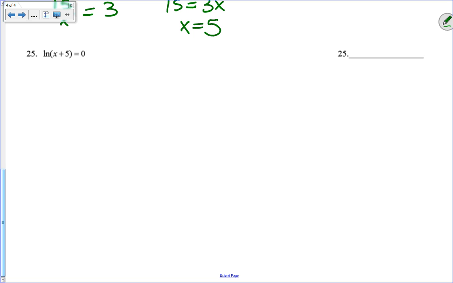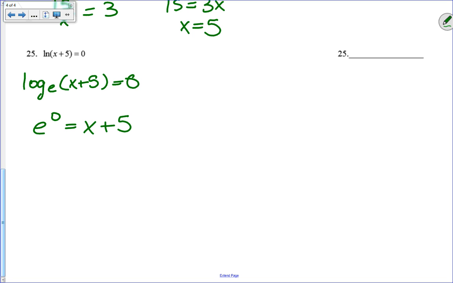We can do this replacement first, right? We can always rewrite this as log base e of x plus 5 is equal to 0. So now we have a nice log here. We can take it into what form? Exponential. Fantastic. So it's going to be a base of what? e to what power? x plus 5. What's anything to the 0 power? 1. So we have 1 equals x plus 5. So x is equal to -4.